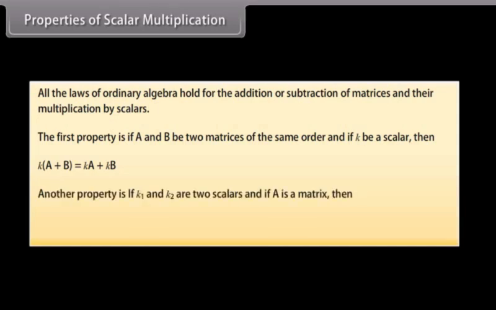Another property is, if K1 and K2 are two scalars and A is a matrix, then (K1 plus K2) into A is equal to K1 into A plus K2 into A, and K1 into (K2 A) is equal to K2 into (K1 A).